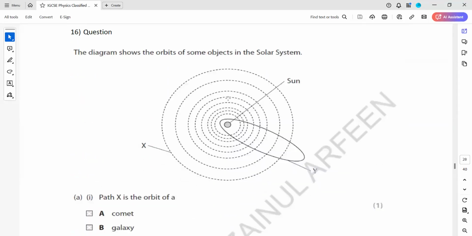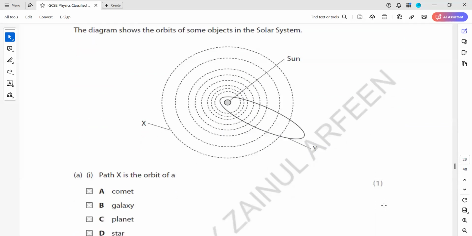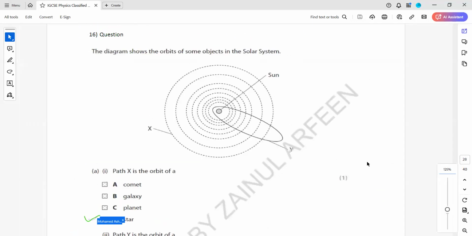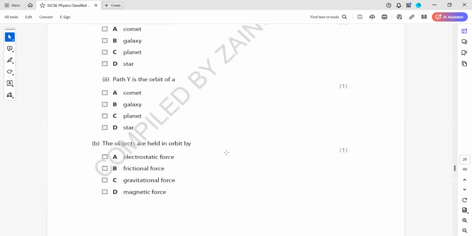Question 16: the diagram shows the orbit of some objects in our solar system. The path X is the orbit of what? So it will be the orbit of the planet, and path Y is the orbit of the comet. The objects are held by a gravitational force, so C will be the right answer here.